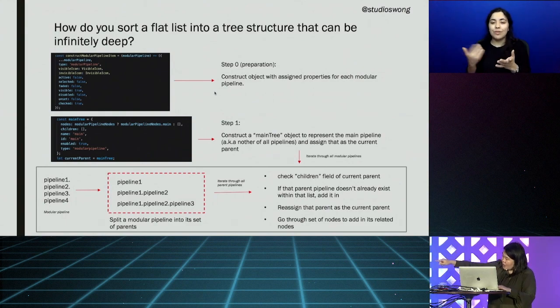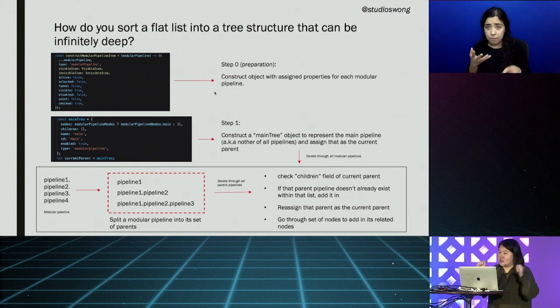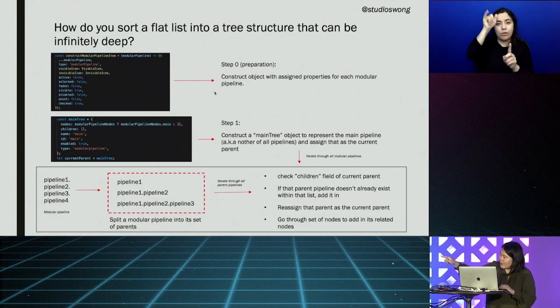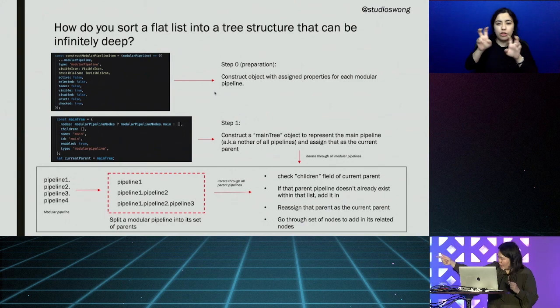So the next step is that we will iterate through that array of parents, starting with the topmost hierarchy, which is pipeline 1. And we will use that to compare with the current parent, which is, in this case, our starting point is always the main parent. And we'll look into the children field to see if the children field contains pipeline 1. If the children field doesn't contain pipeline 1, which is great, that means we have identified a new modular pipeline of the main parent, and we will slot that in and assign pipeline 1 as the current parent.